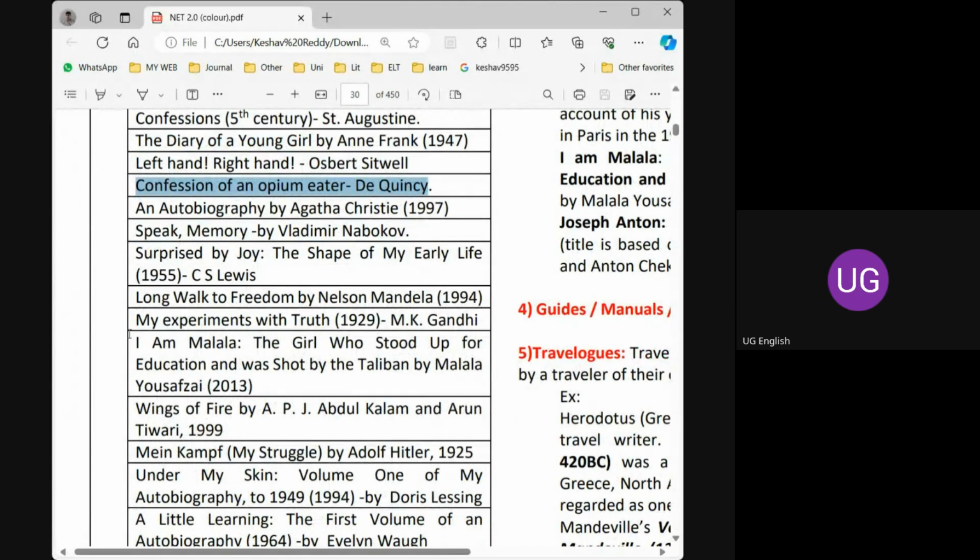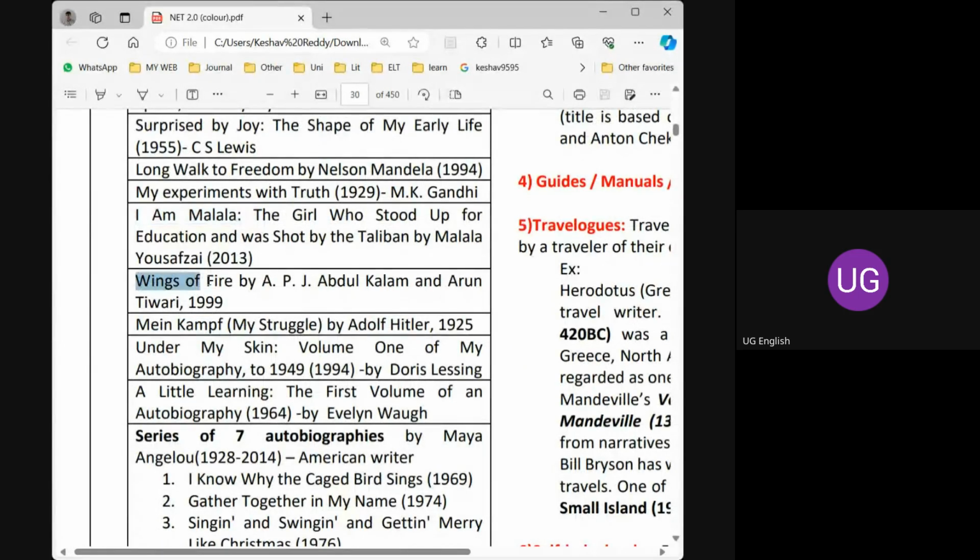And in a previous examination, Long Walk to Freedom by Nelson Mandela, and Mahatma Gandhi's My Experiments with Truth. I Am Malala, very important: The Girl Who Stood Up for Education and Was Shot by the Taliban, by Malala Yousafzai. And Wings of Fire, so every Indian must remember this work. It's about a great personality, APJ Abdul Kalam, written partly by Arun Tiwari. And Mein Kampf, that is by Hitler. In English, it is translated as My Struggle.